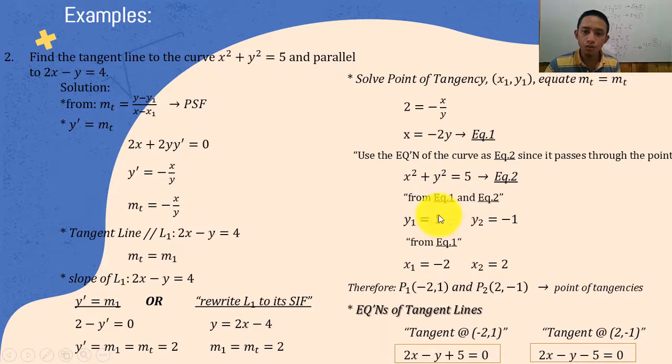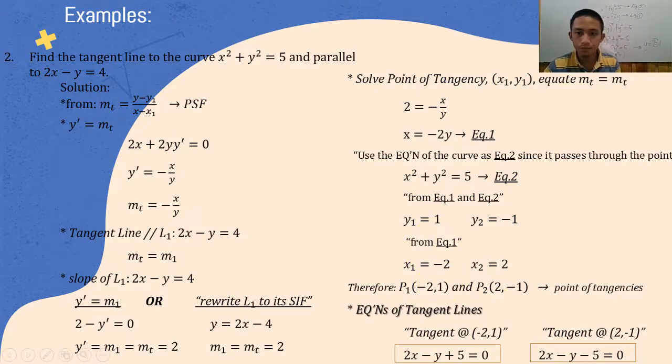Substitute the positive 1 for y in your equation 1. x will be negative 2. Substitute negative 1, that will be positive 2. So you have 2 points of tangency. Ibig sabihin, dalawa yung point ng tangency natin. There are 2 points of tangency. Therefore, there will be 2 tangent lines. Okay? There are 2 points, so there should be 2 tangent lines also.